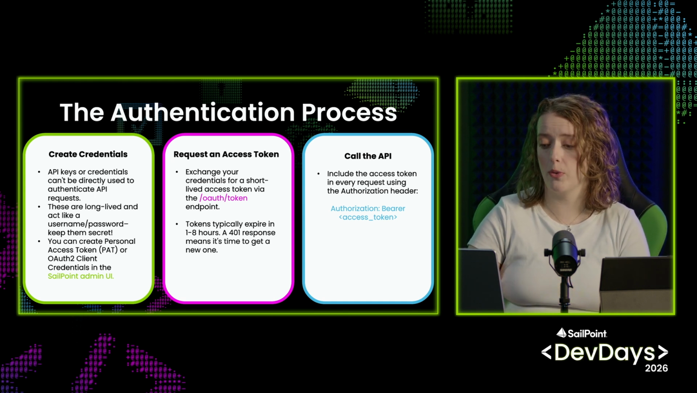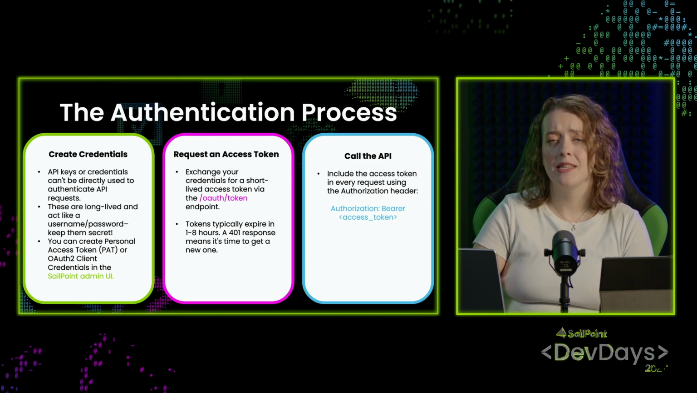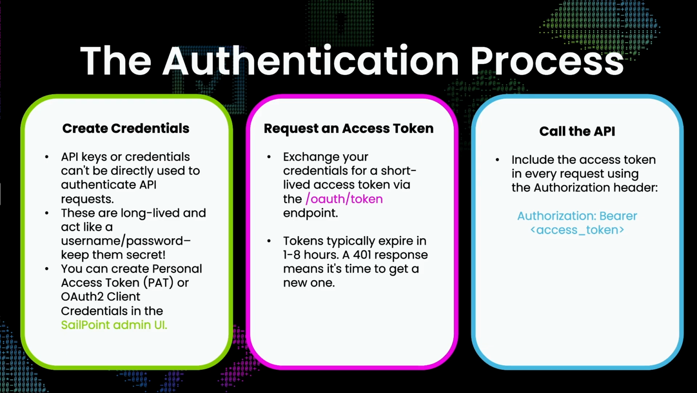And finally, step 3, we get to use the token to call the API. Every single API request will use that authorization bearer with your access token in the header. So that's the whole auth pattern in every call we make. Let's see how this actually works in practice.